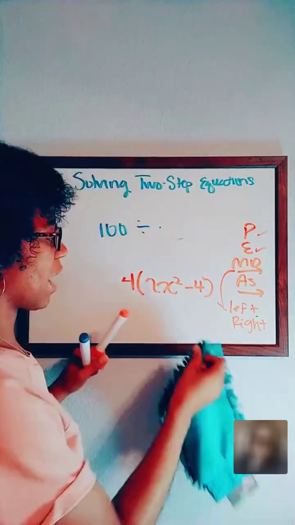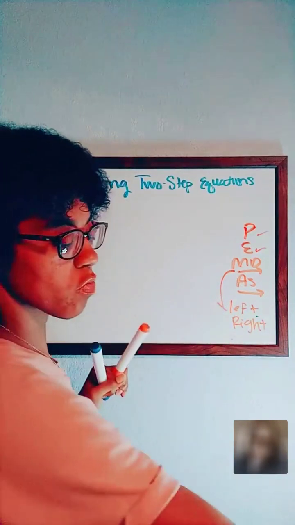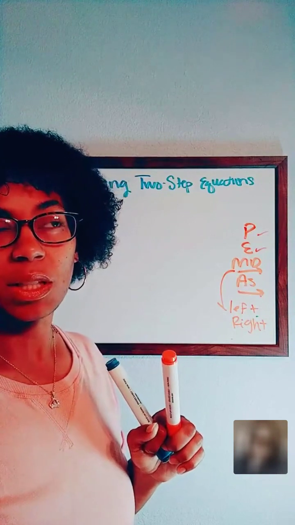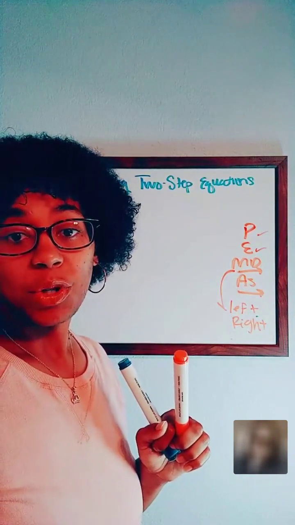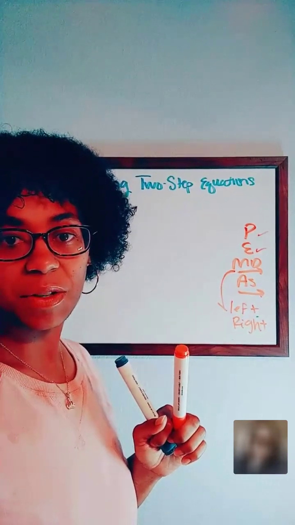100 divided by 5 is 20, yes. But we're doing 100 divided by 20 is 5, yes. But we're doing 100 divided by 4. You got it, Shaprisa, very good.